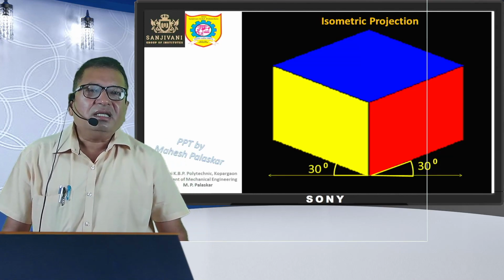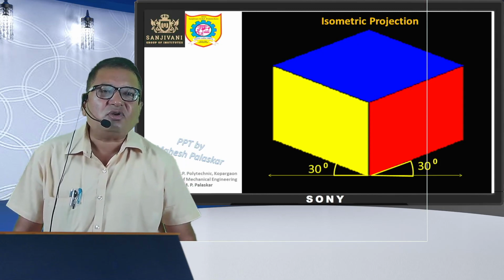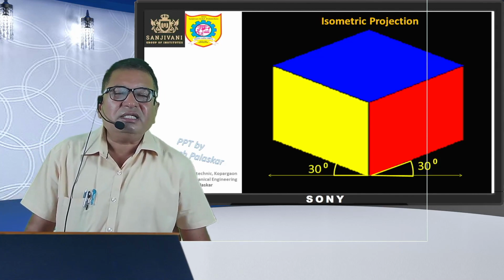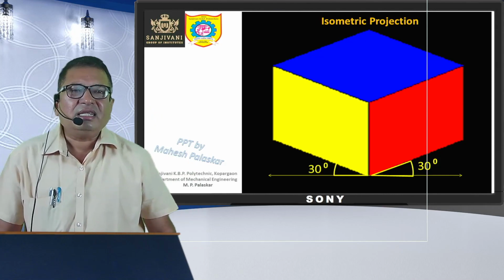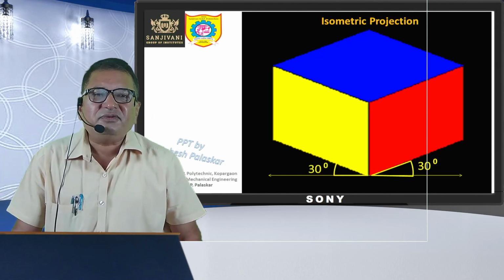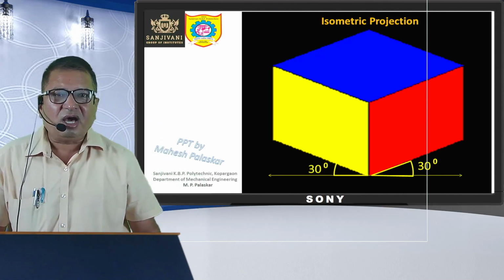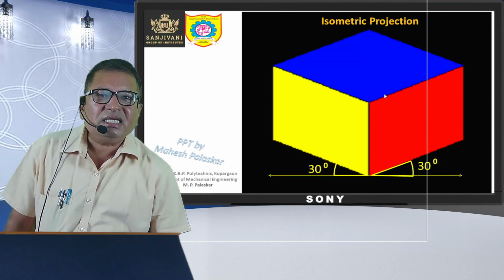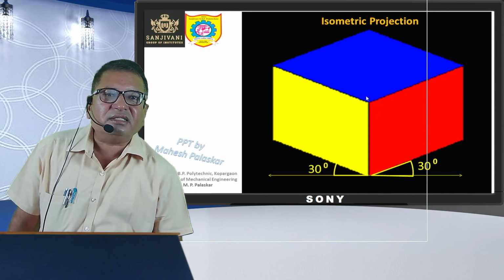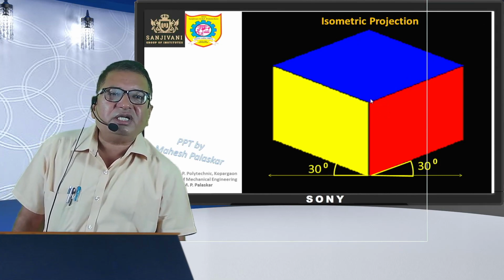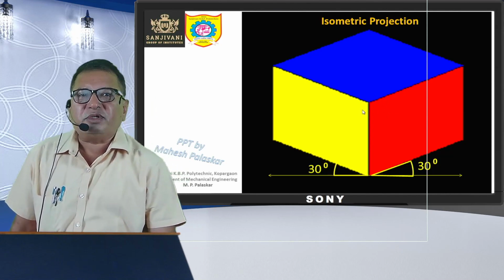Now whenever the cube is placed in such a way that one of its solid diagonals is perpendicular to the plane of projection, then the projection which we obtain is called the isometric projection. Now in this picture you can see this isometric projection of a cube, and this point represents the projection of the solid diagonal which is perpendicular to the plane of projection.